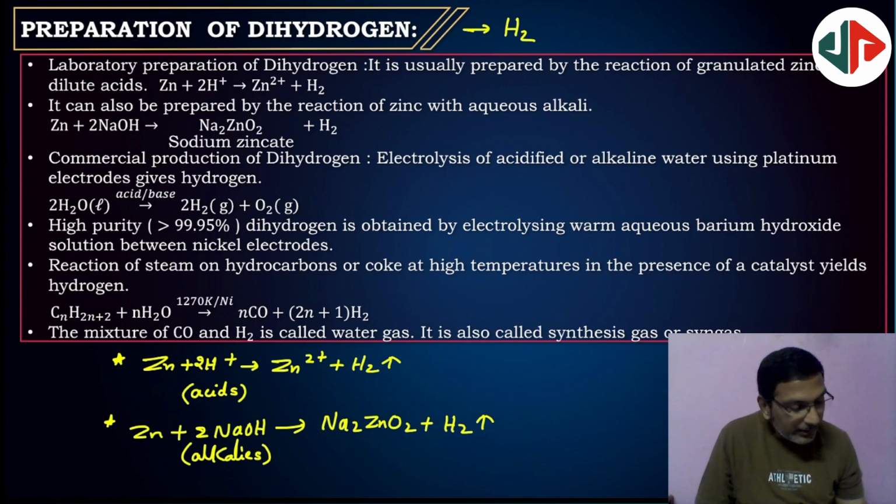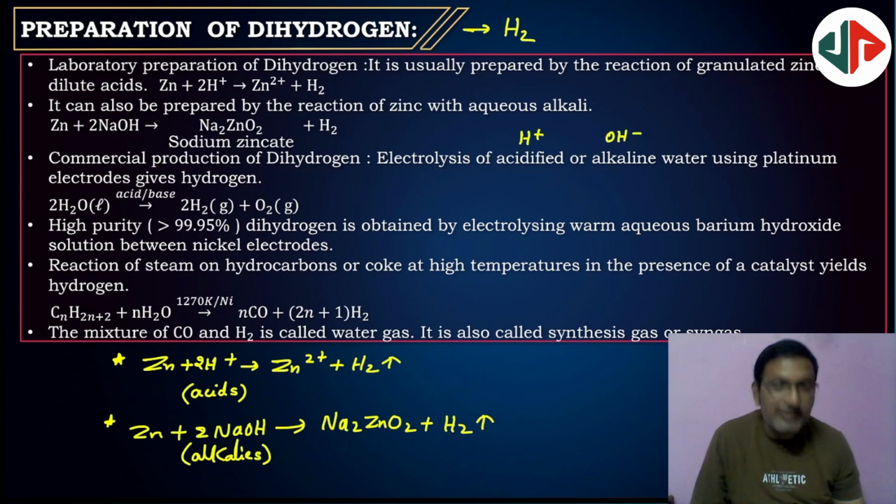Next, commercial production of dihydrogen. Commercial means manufacture or industrial preparation or large scale preparation. So this can be done by electrolysis of acidified, acidified means by the addition of H plus, or alkaline water containing OH minus ions, by using platinum electrodes. That means simply electrolysis of acidified or alkaline water by using platinum electrodes. Platinum electrodes are inert electrodes here.